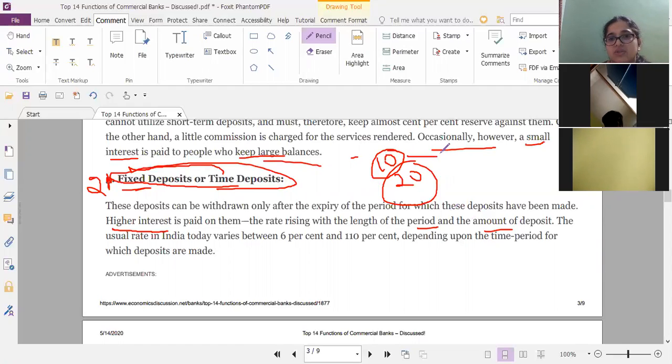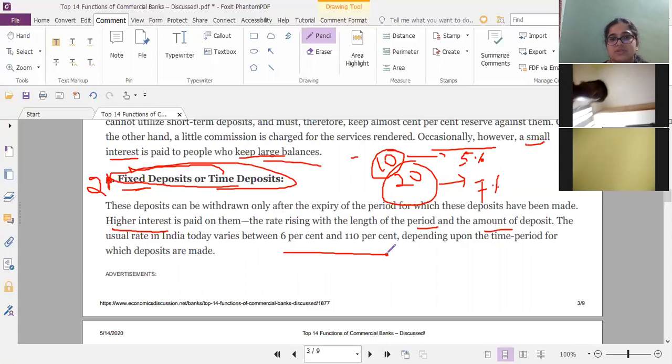Say for 10 years you are supposed to get some 5%. Okay, the bank may give you a 5% interest rate if you're keeping your deposits for 10 years. But if you keep it for 20 years, then maybe they will give you an interest rate of 7% on your deposits, right? So the usual rate in India today varies between 6% and 110%, depending upon the time period for which the deposits are made, right?